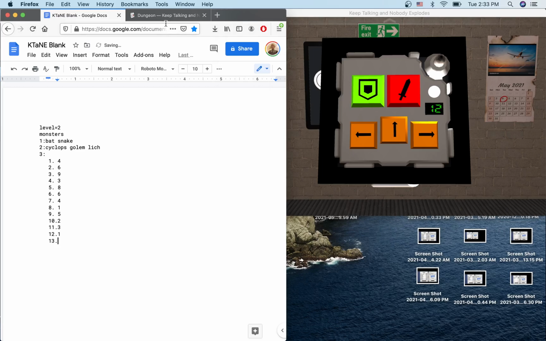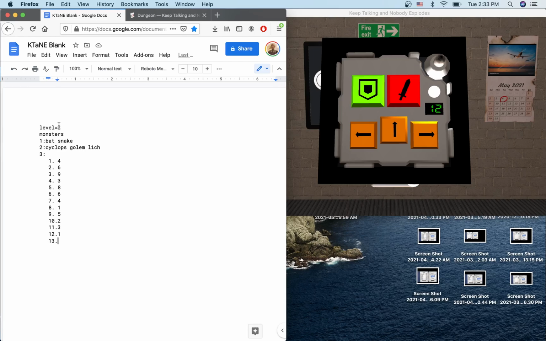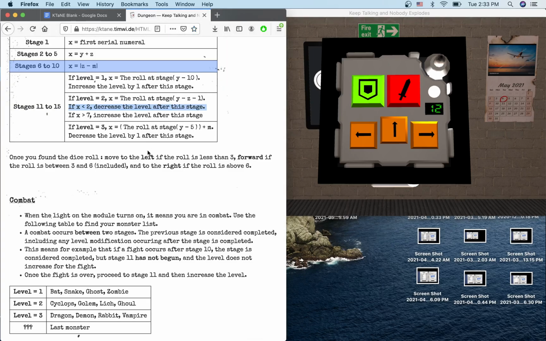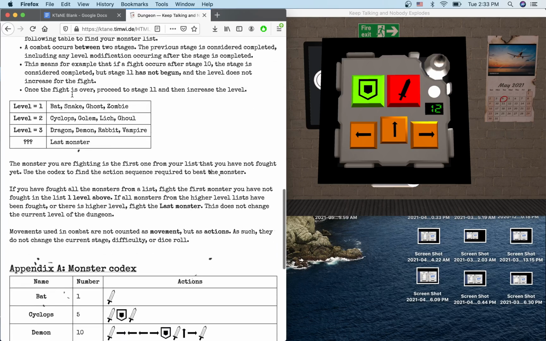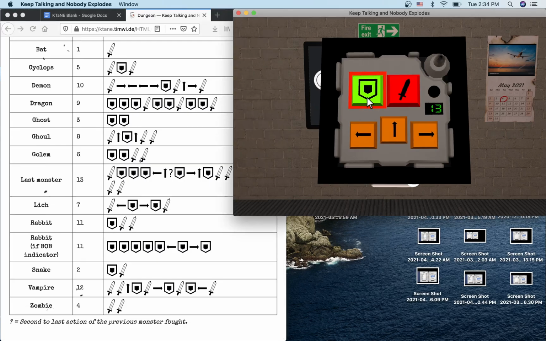And now, okay, the last thing this says here, if X, which is the roll that this stage produced, is less than 2, it was a 1, decrease the level by 1 after this stage. So level now is at 1, and we are fighting a monster. So since we are fighting a monster, we have to check our level. Our level just went down because of this. So we check here, and we've already fought the bat and the snake, so we're fighting the ghost. The ghost has associated symbols of block, block.